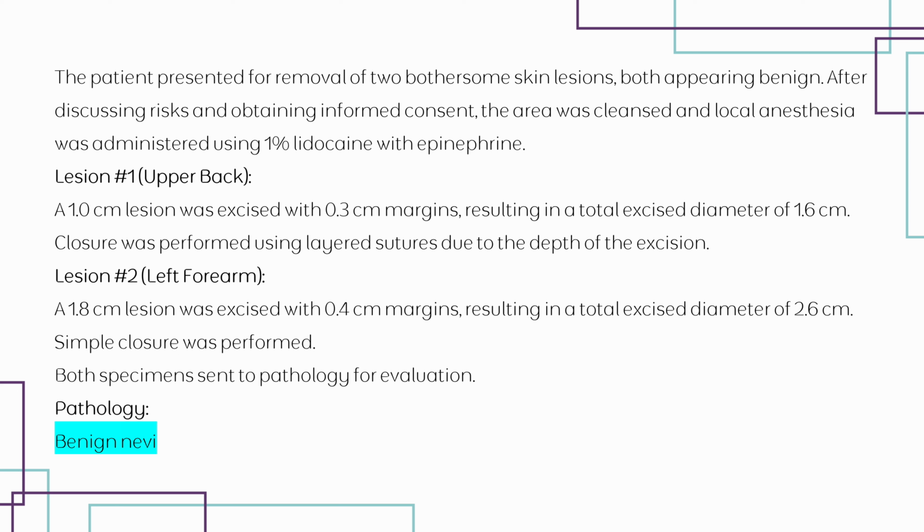So let's look up the appropriate ICD-10-CM code. Before we go to the alphabetic index, we need to locate not only the behavior of the lesion, but we need to identify the anatomic location. The anatomic locations are the upper back and the left forearm.